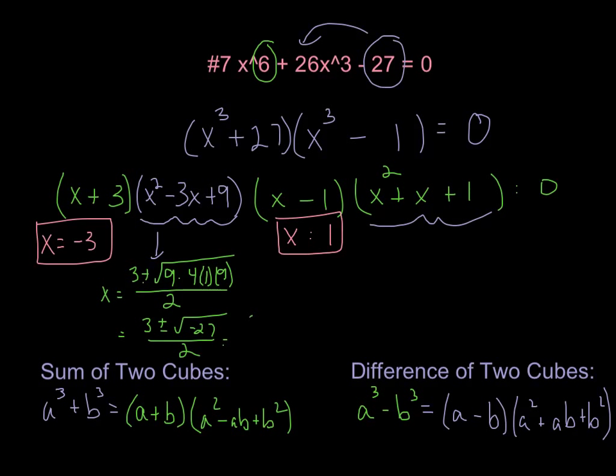That breaks down to 3 plus or minus. When you break down negative 27, you get 3i radical 2. No, that's not right. It'd be 3i radical 3 because 27 is 9 times 3. Sorry about that. It'd be 3i radical 3. And then just put each of those over 2.